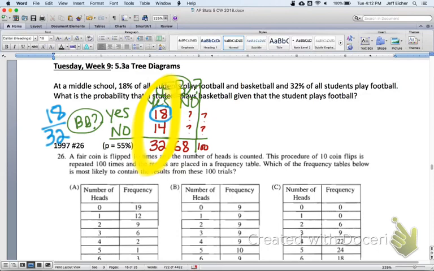So that was a little review of a two-way table. We can organize that with a two-way table. Even though we can't fill in the two-way table, we're still able to answer the question. Alright, let's look at the next question.